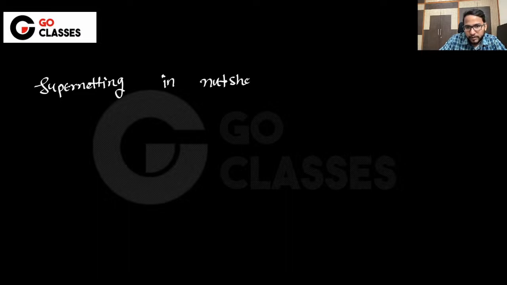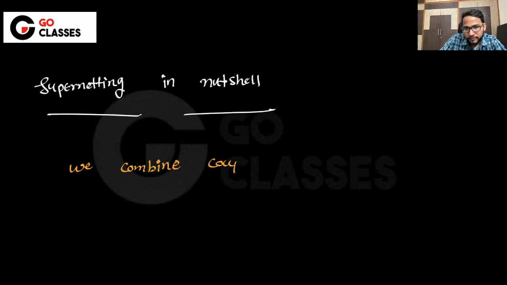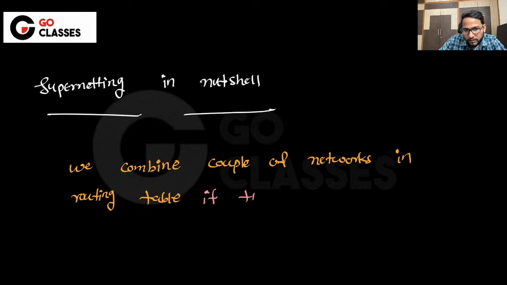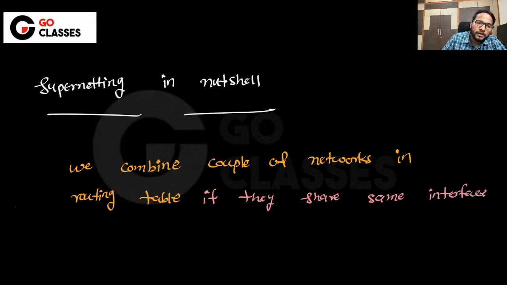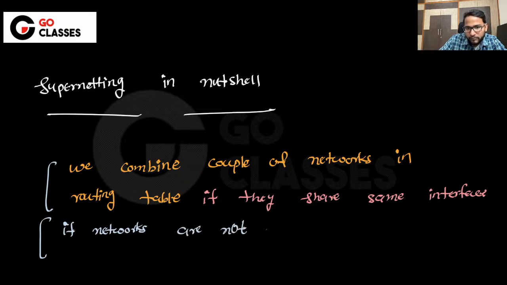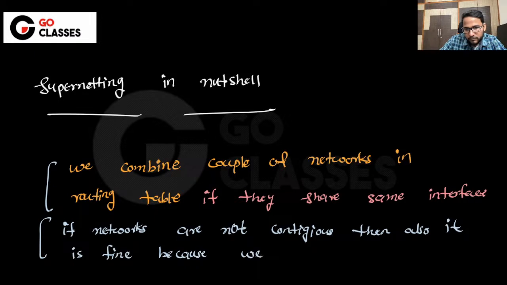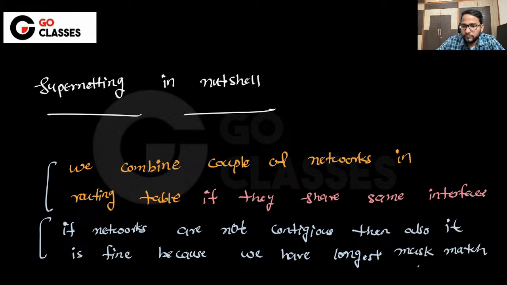In a nutshell, what you do is combine a couple of networks in the routing table if they share the same interface. If they are not contiguous, okay.